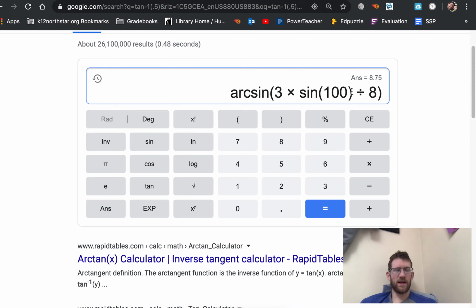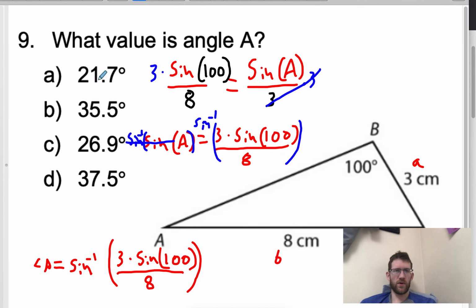When I multiply and I divide things, the order doesn't matter. I could do sine of 100 divided by 8, and then times 3, or 3 times the sine of 100, and then take that and divide it by 8. The order doesn't matter here, as long as I'm doing a single division. And then it spits out 21.67 degrees. Well, is that one of our answers? 21.67, yes. And it makes sense. Cool.